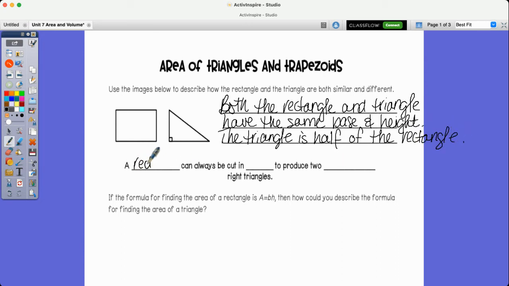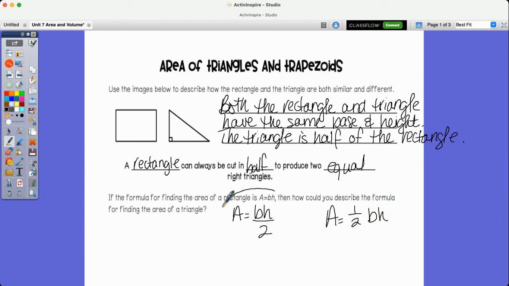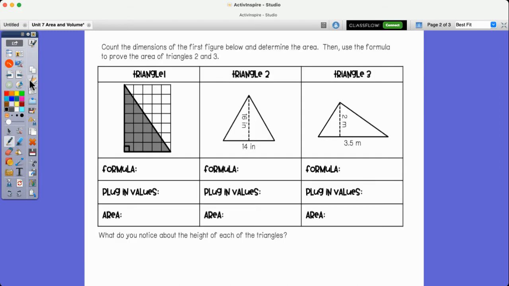A rectangle can always be cut in half to produce two equal right triangles. So because our formula for a rectangle is area equals base times height, for a triangle all we need to do is divide it in half. And we can do that one of two ways. We can divide it by two, or we can multiply it by 1/2. This is my preferred formula, the one I always use. This is the one that they have on the STAAR chart, though. So make sure that you understand that both of these are equivalent formulas.